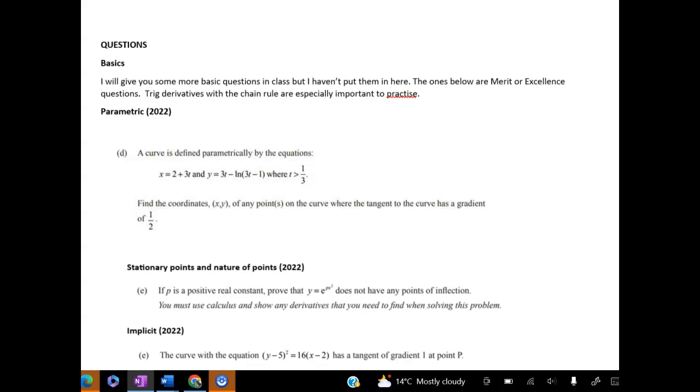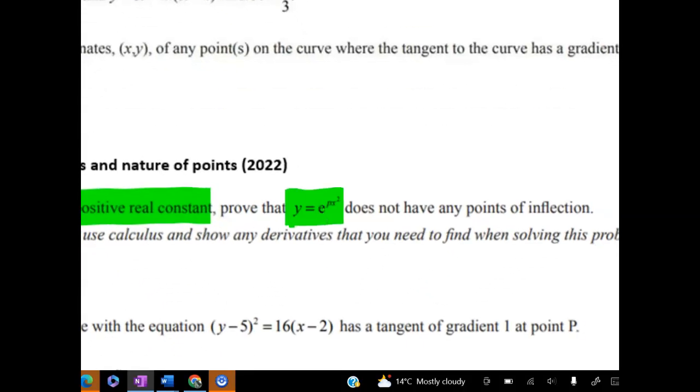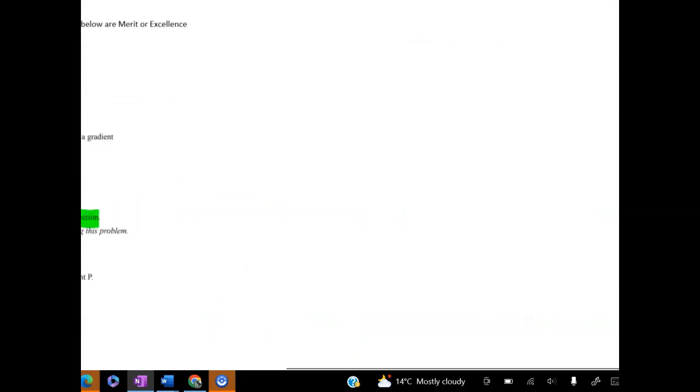So we're told that if p is a positive real constant, we have to prove that this, I'll make it a bit bigger, y is equal to e to the power of px squared does not have any points of inflection. So what does it mean for something to be a point of inflection?